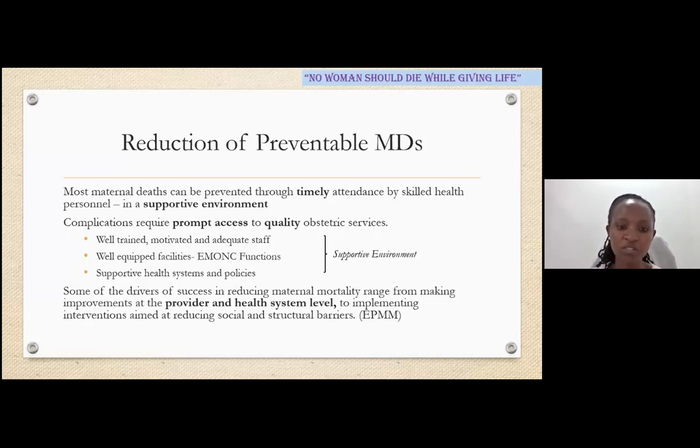And just to refresh on these EMONC functions, we have the 7 basic functions. That is availability of intravenous antibiotics, availability of uterotonics for active management of the third stage of labor, and prevention and management of PPH as well. Neonatal resuscitation should be available. IV anticonvulsants for preeclampsia and eclampsia, manual removal of placenta, manual removal of retained products of conception, and the 7th one is assisted vaginal delivery using either forceps or vacuum.